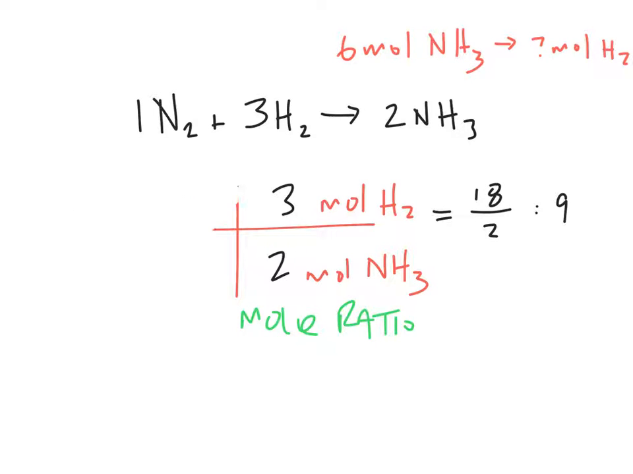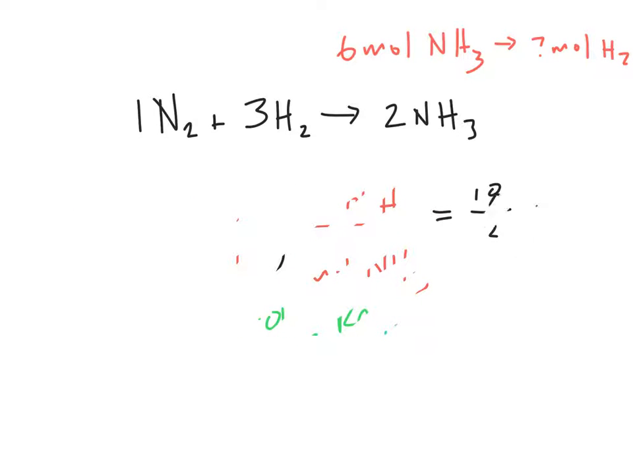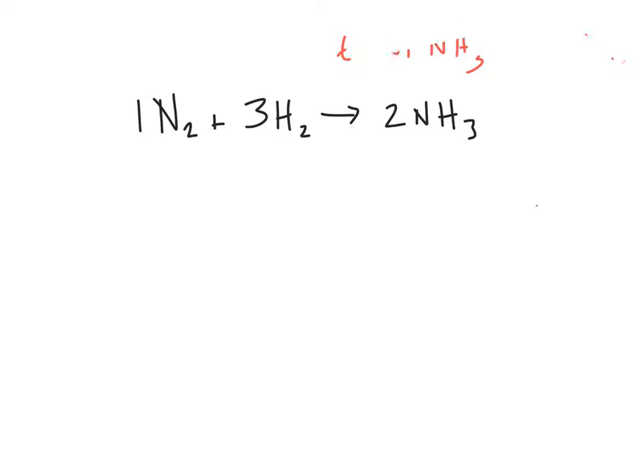Let's look at another example. Let me clear this real quickly. So if I'm asked to go from, let's say, moles to grams, I'm using the same equation. Let's say I'm given 12 moles of nitrogen gas, and I want to convert that to how many grams of ammonia.